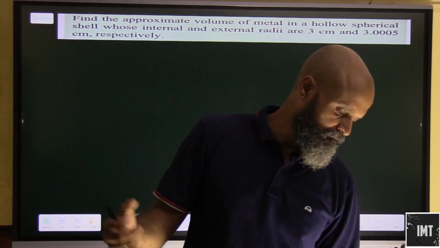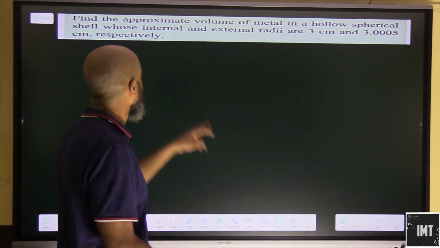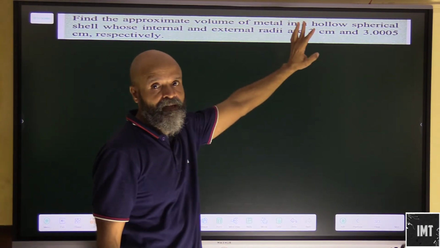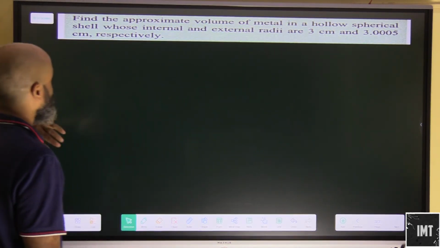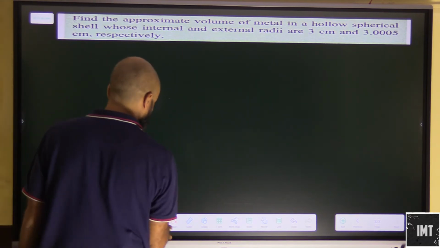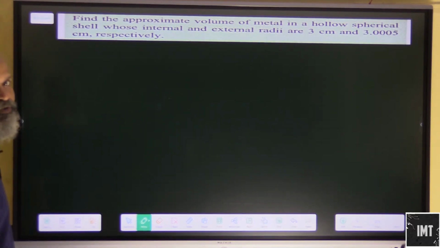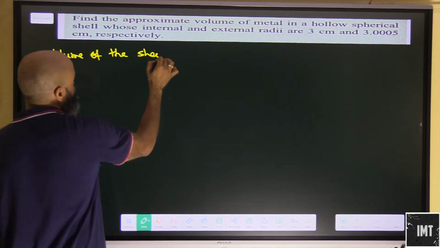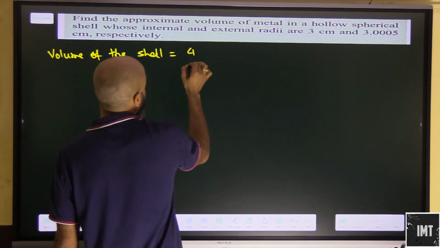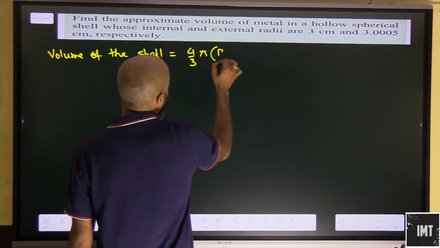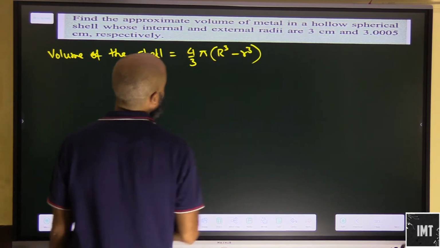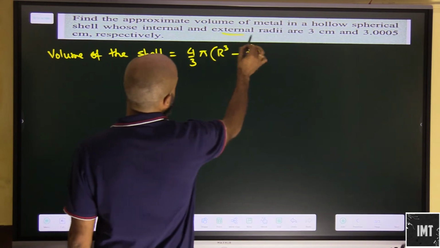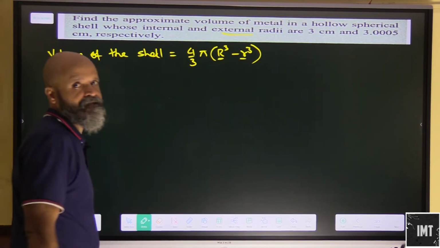So in this problem, we have to find the approximate volume of the metal in a hollow spherical shell whose internal and external radii are 3 centimeter and 3.005 centimeter. The volume of the shell will be 4 by 3 pi (R cube minus r cube). This is the external radius and this is the internal radius.